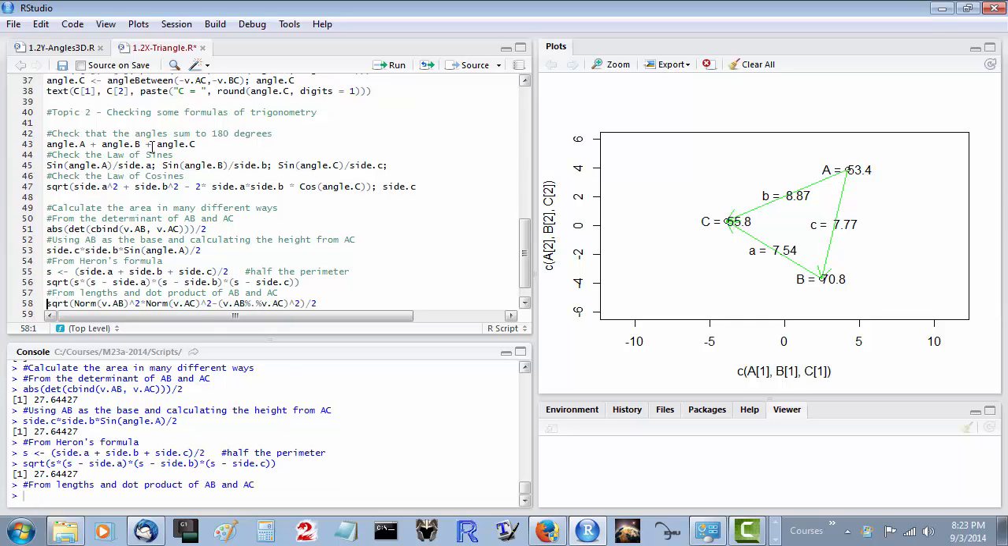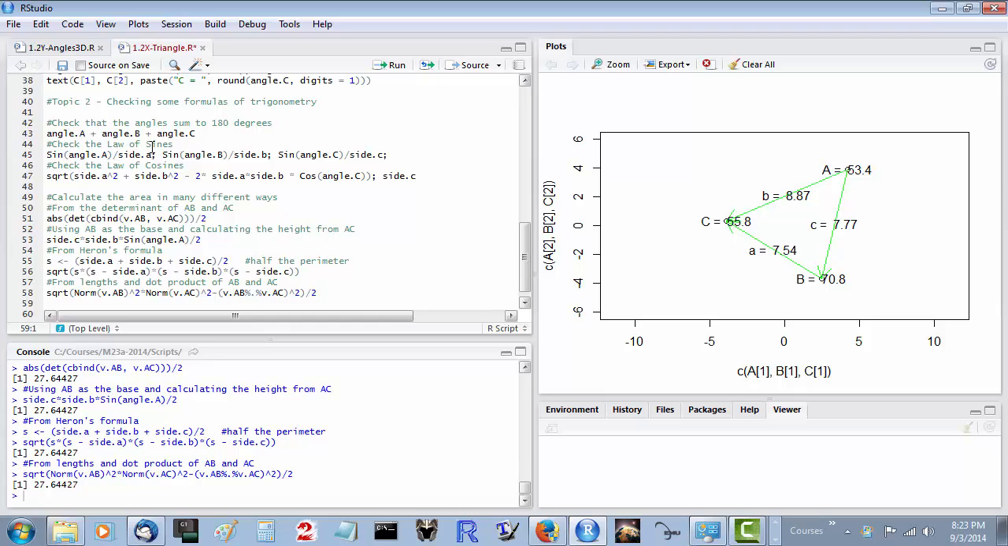Or finally, I can calculate the area of the triangle by computing the magnitude of the cross product, which you may recall can be obtained by taking the product of the lengths and subtracting off the square of the dot product. So you might find this useful in doing some of your homework problems.